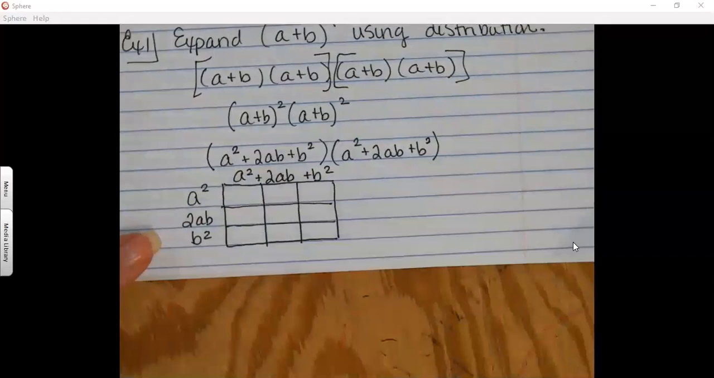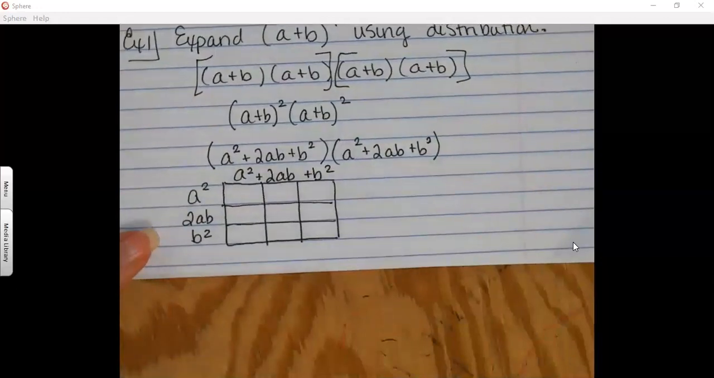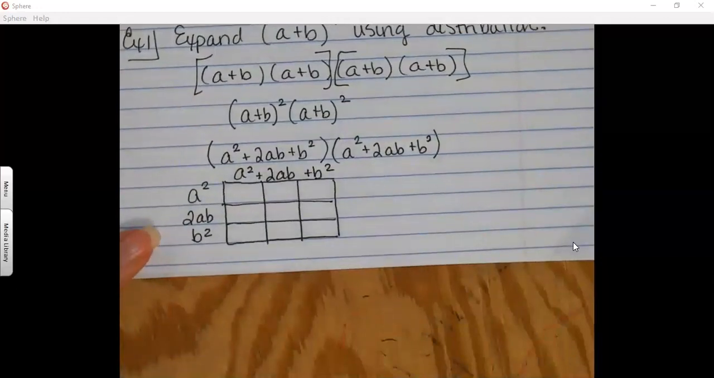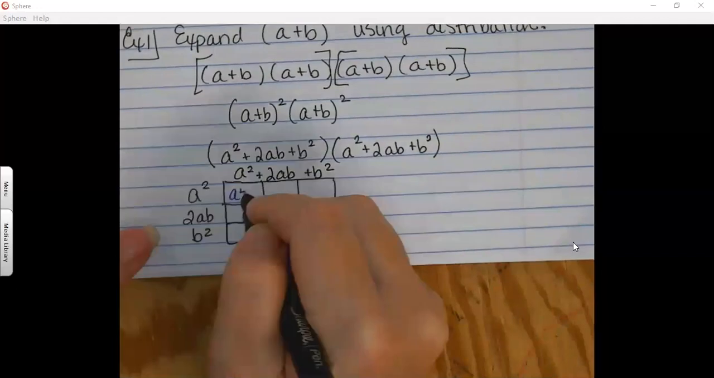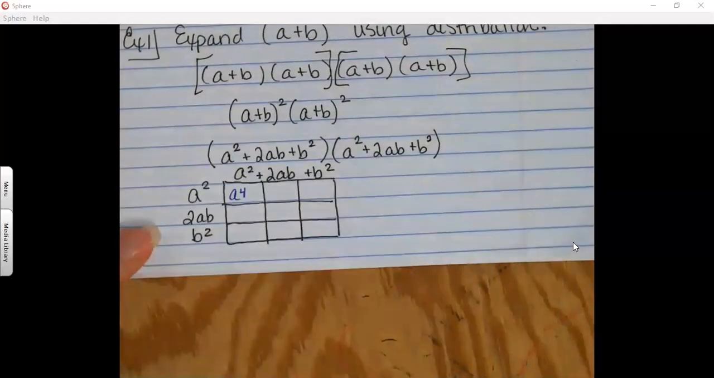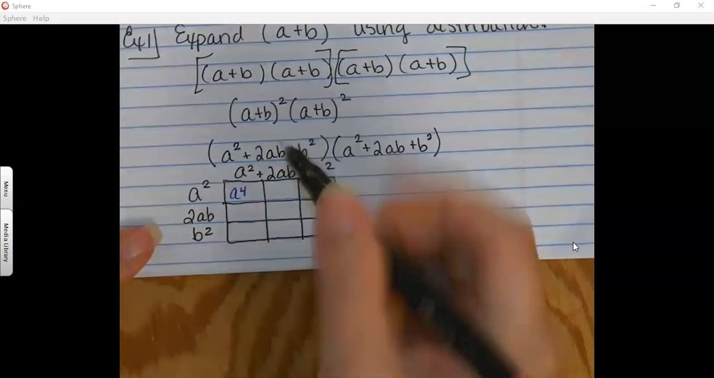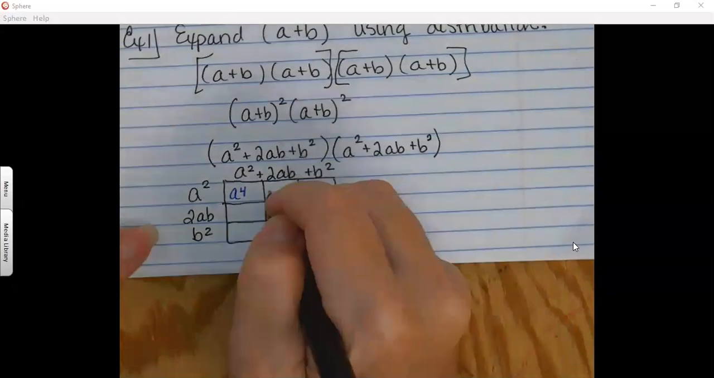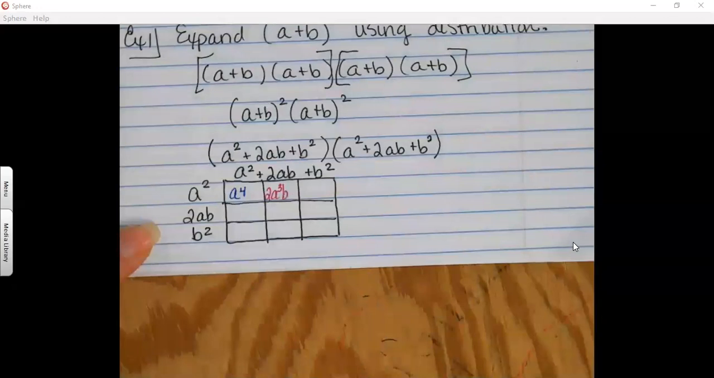All right, multiply. A squared times a squared is a to the fourth. What's a squared times 2ab? 2a cubed b, very good. 2a cubed b. A squared times b squared would be a squared b squared.